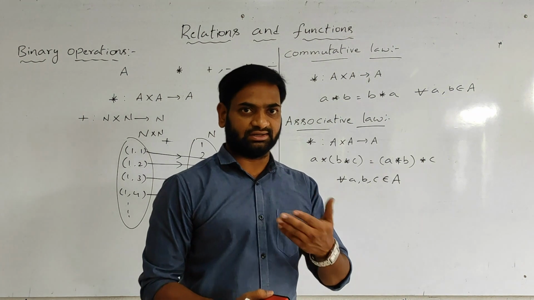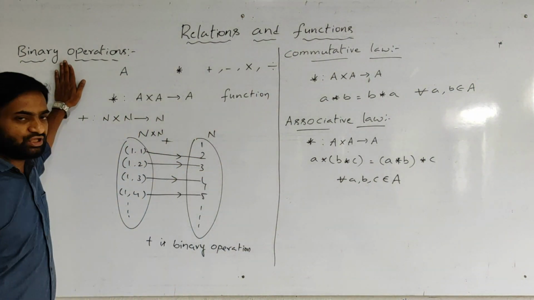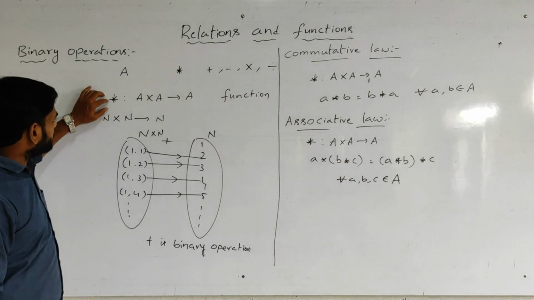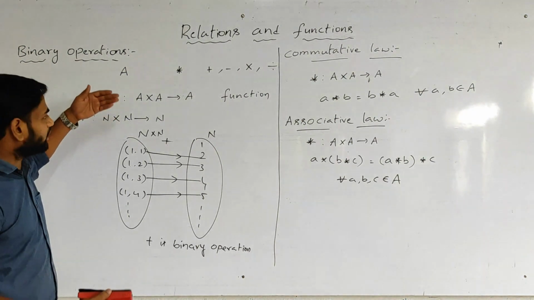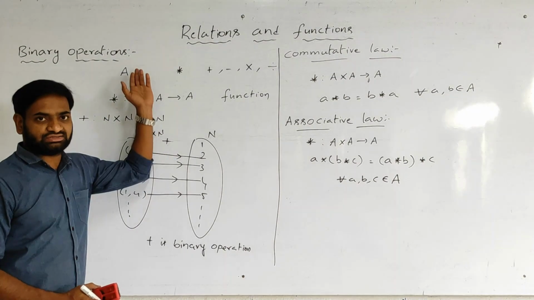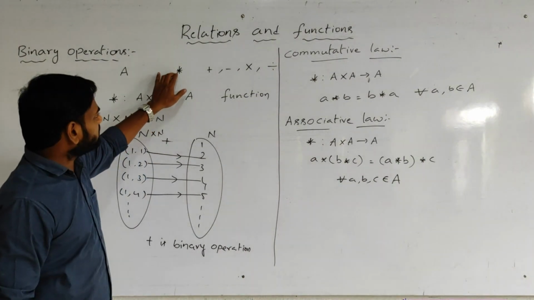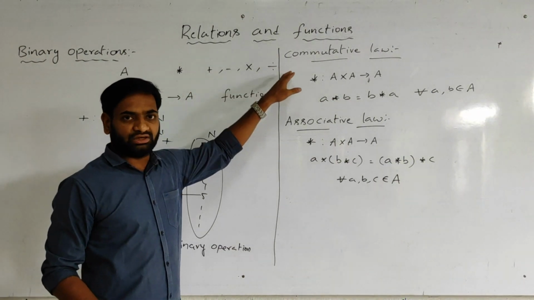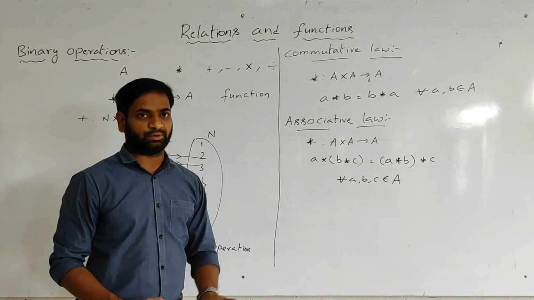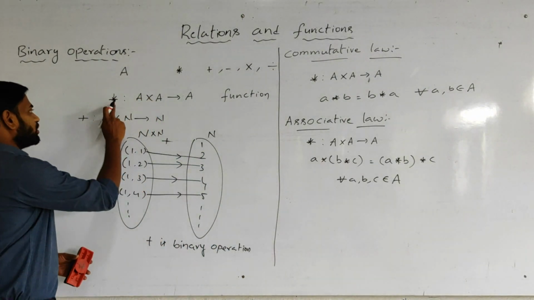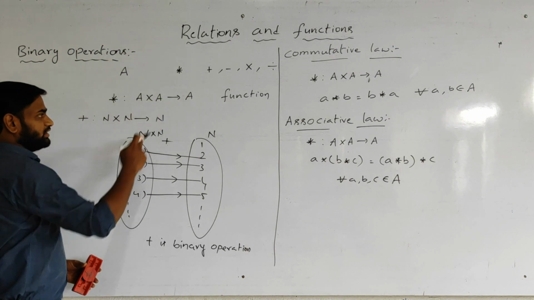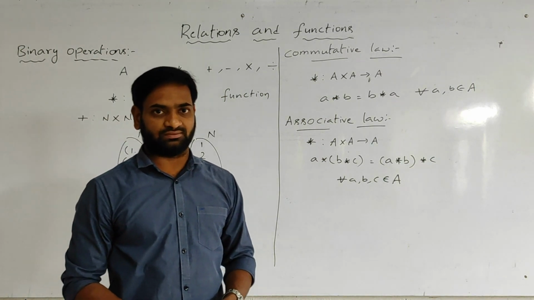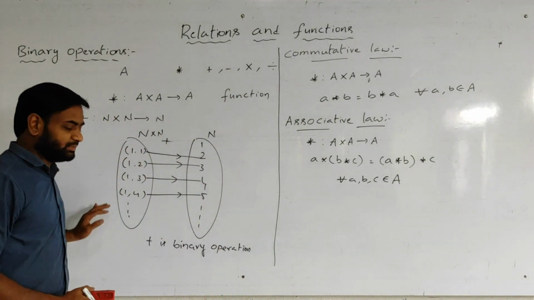These two definitions we will discuss later. Now see this one, binary operation again. So what is the binary operation? Before that, what are A and star here? A is a non-empty set and the star is the operation plus, minus, multiplication, division or combinations of these operations. When the star from A cross A to A is a function, then we can say that star is a binary operation.